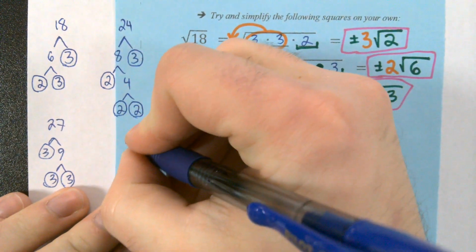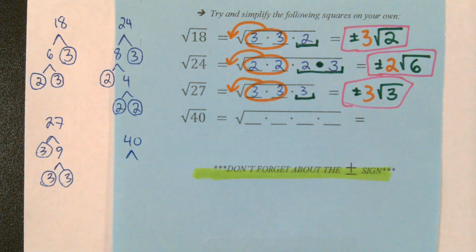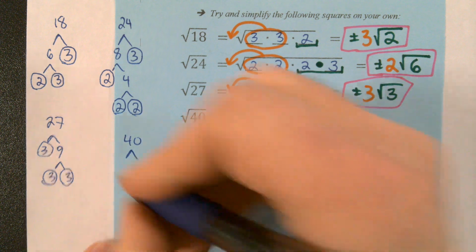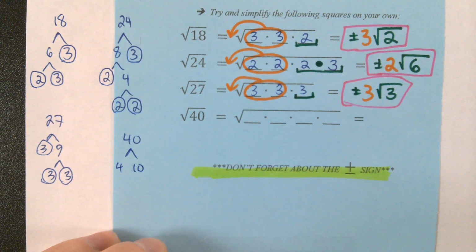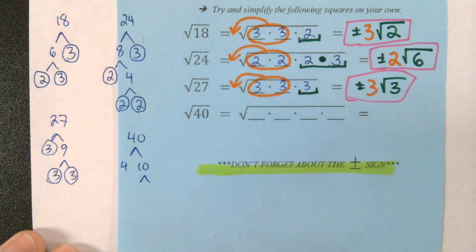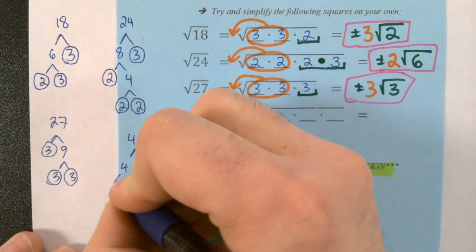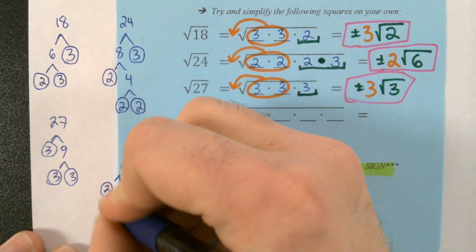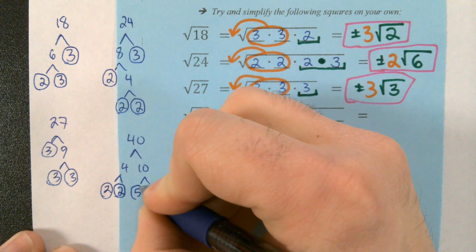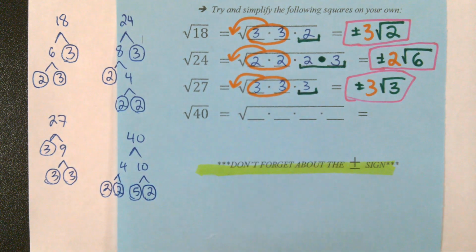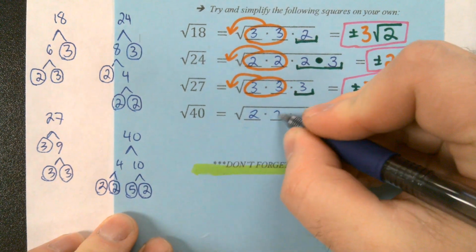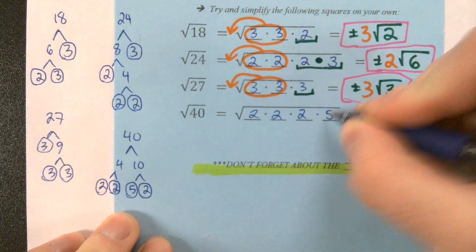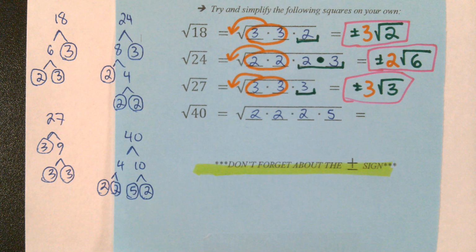Now let's do 40 together. What 2 numbers multiply to give us 40? 4 times 10. So we can split 10 up into 5 times 2. We can split 4 up into 2 times 2. So what we've got here is 2 times 2 times 2 times 5. That's going to give us 40.